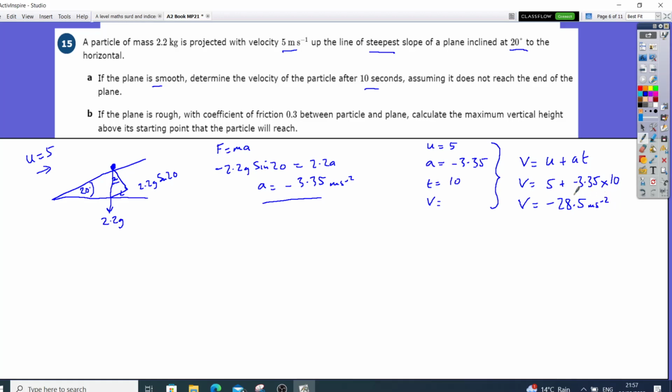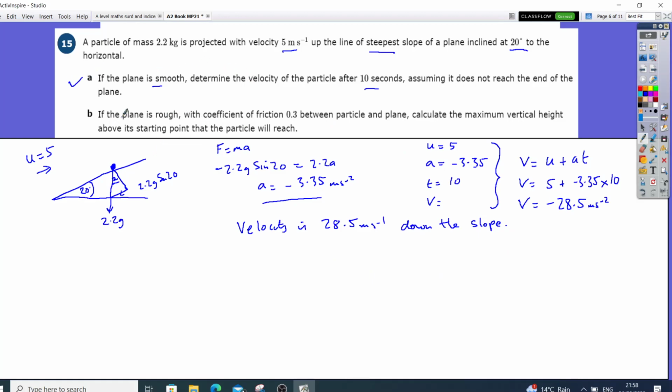So what happens in this case is that it's been projected up, and then it's come to an instantaneous stop and come back down, and as it's coming down, its velocity is 28.5 meters per second down the slope. Okay, so we've done that first one.